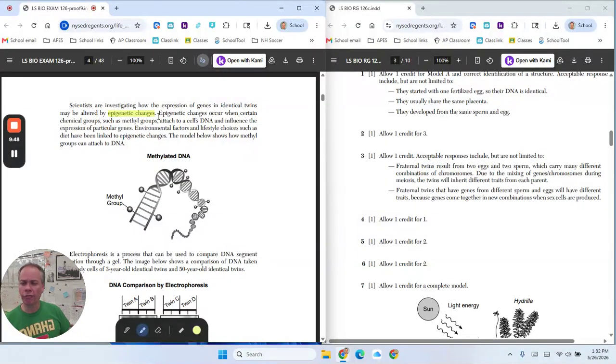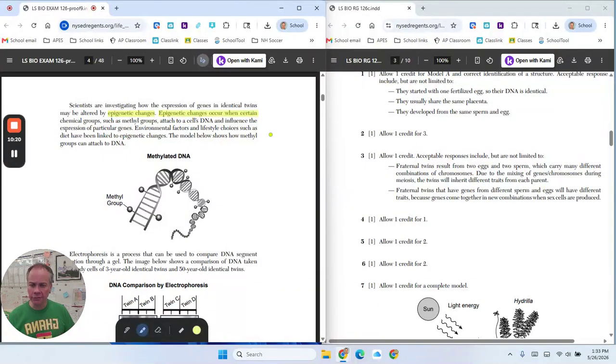But if you see a phrase that's unfamiliar, don't get concerned, because what you'll see here, they use the term epigenetic changes, but then in the next sentence, they're actually defining that term for you. Epigenetic changes occur when certain chemical groups, such as methyl groups, attach to a cell's DNA and influence the expression of particular genes. So it's defined it for us. So you don't actually need to have that epigenetic term memorized because it's being defined in this introduction.